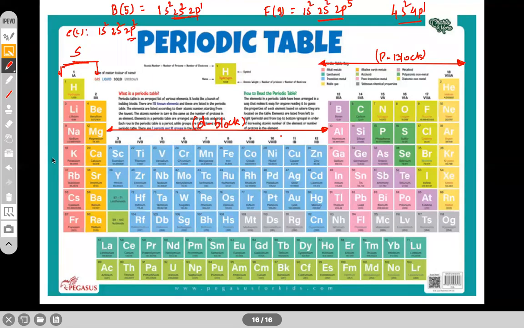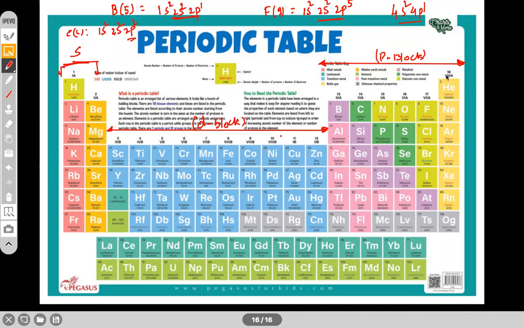So we have here two S block groups, group one and group two. Why? Because we have only two configurations of S possible: S1 and S2. Similarly, we have 10 D block groups because the D subshell can have 10 electrons, so we can have D1 to D10, 10 different possibilities. So we have two S block groups, then 10 D block groups, and then six P block groups.